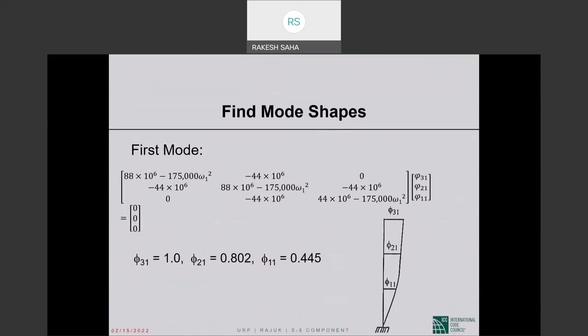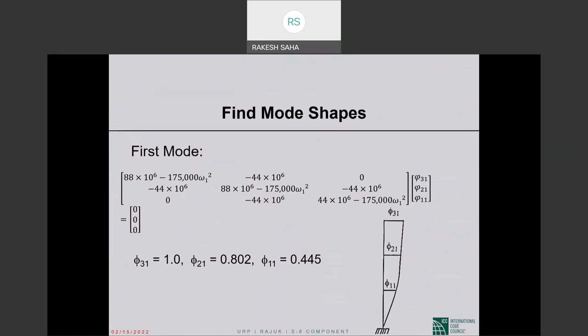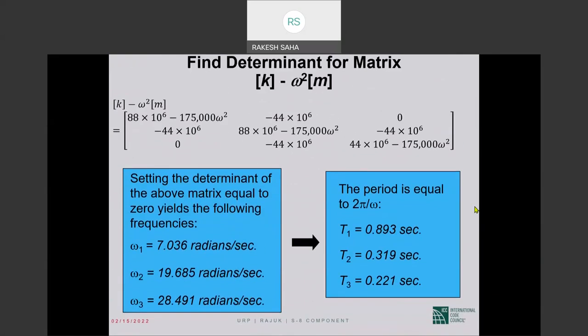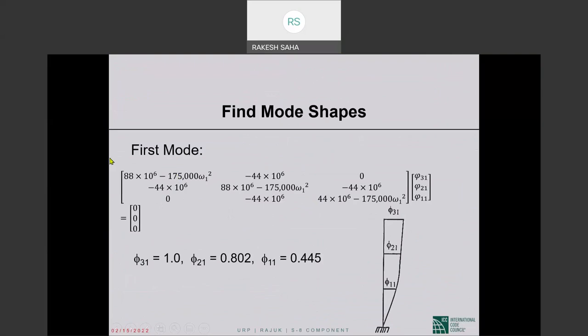Now if we go back to our equation, this is our k minus omega squared m matrix, except here we have written omega 1 for omega, the circular frequency of the first mode.